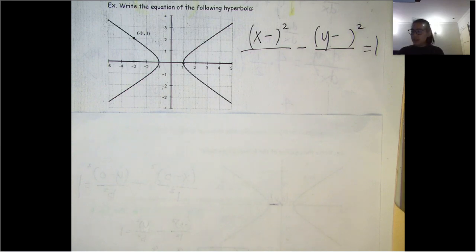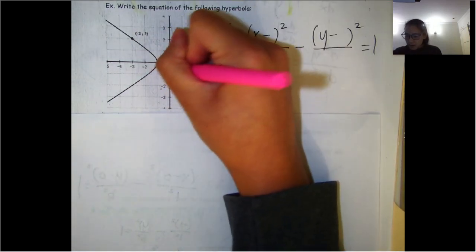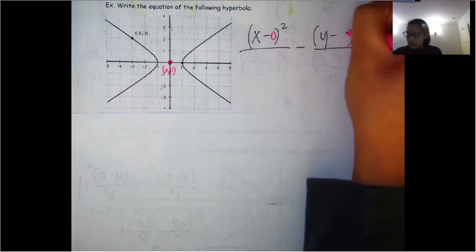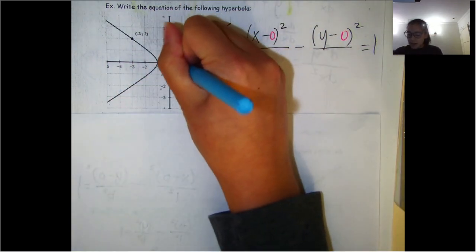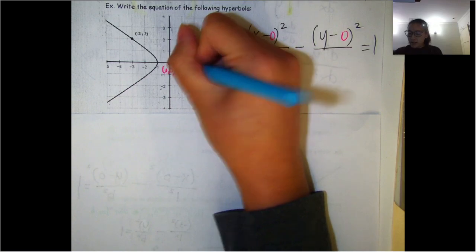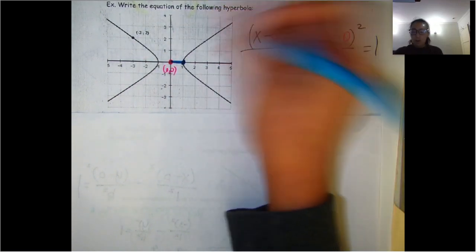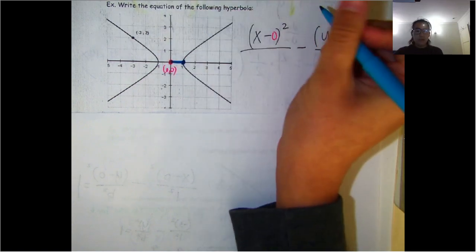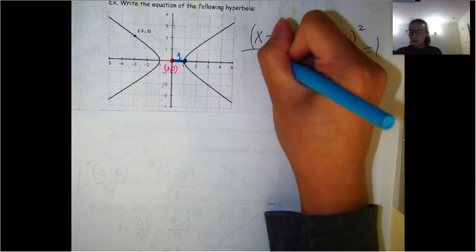Okay, so we'll start with the center. You'll see that the center is right here, and that would be 0, 0. And so we put 0, 0 in for h, k. You'll also notice that there is a vertex right here. This vertex is exactly 1 unit away from the center, and that's a horizontal distance. And so therefore, that's going to be your a. So a is 1, so this is 1 squared.